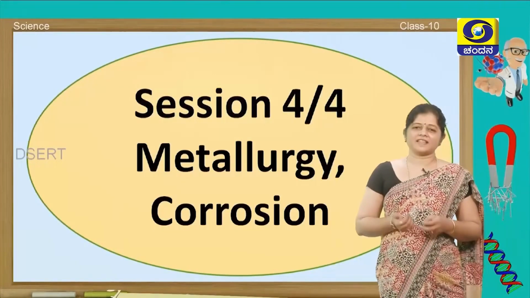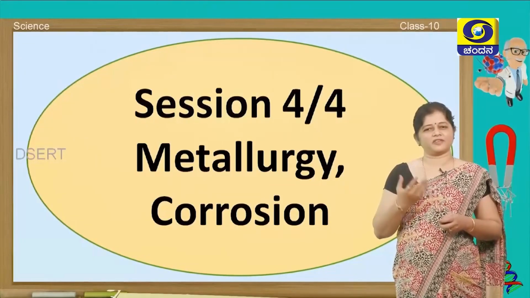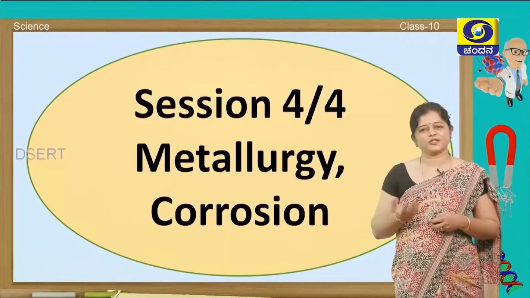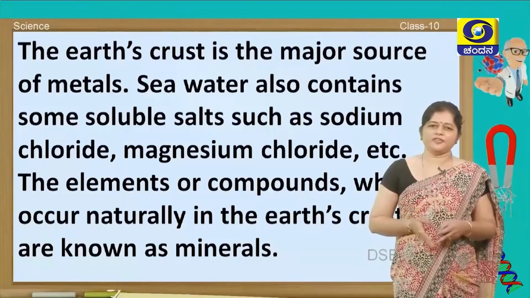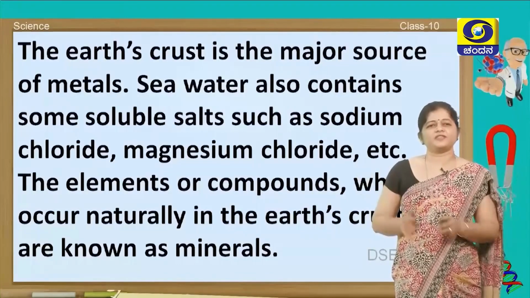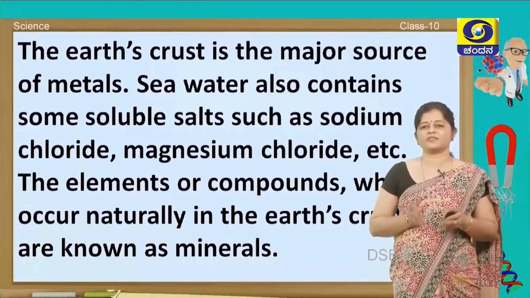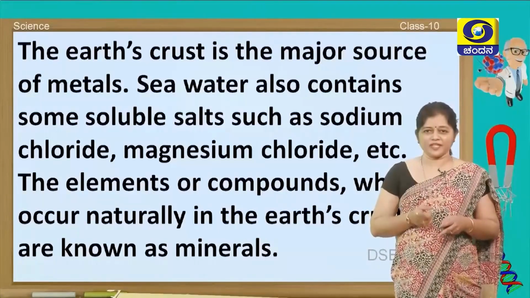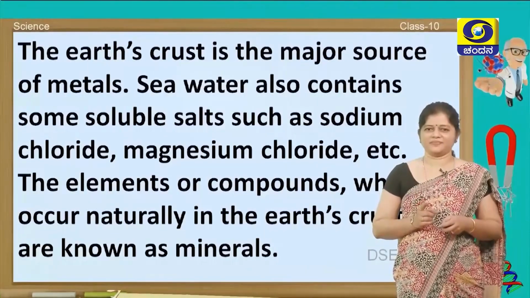And in today's class, let us learn about metallurgy and corrosion, the processes involved in metallurgy, what corrosion is and how you can stop corrosion. All of you know that the earth's crust is a major source of metals. Seawater also contains some soluble salts such as sodium chloride, magnesium chloride, etc. All of you know that sodium chloride is obtained from seawater.